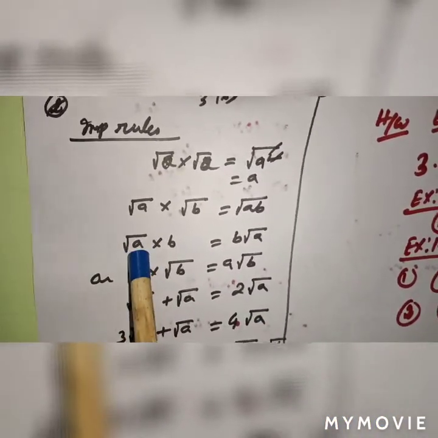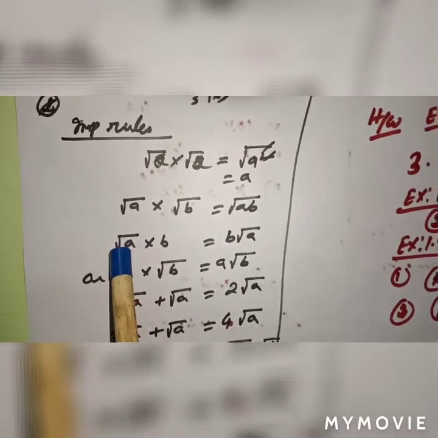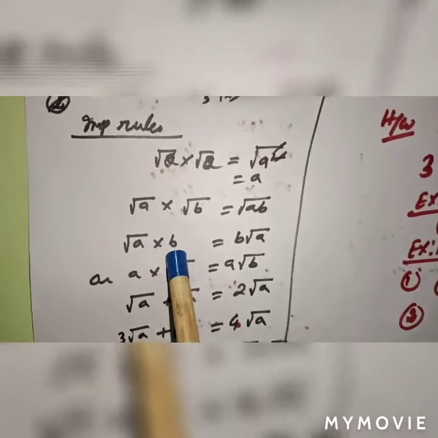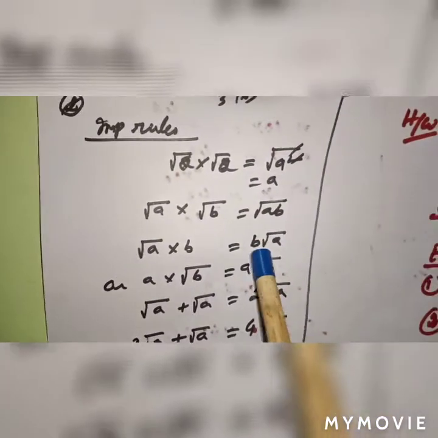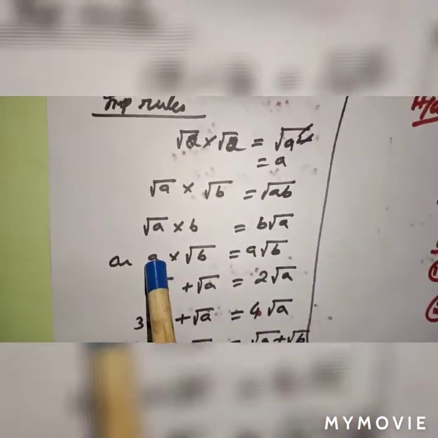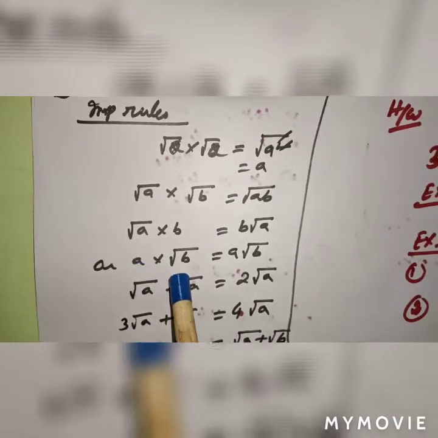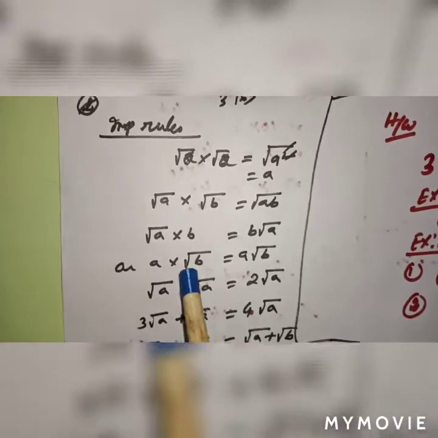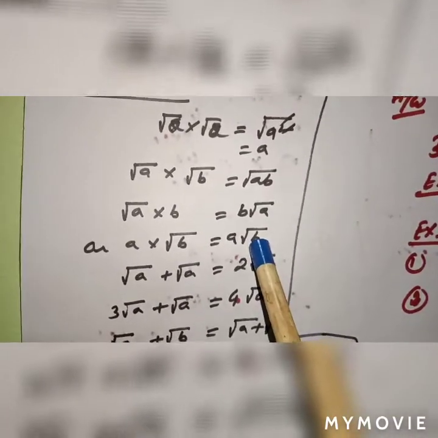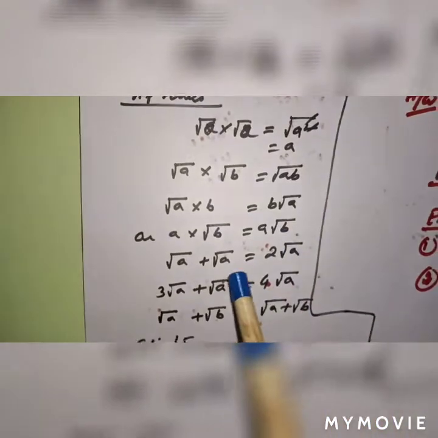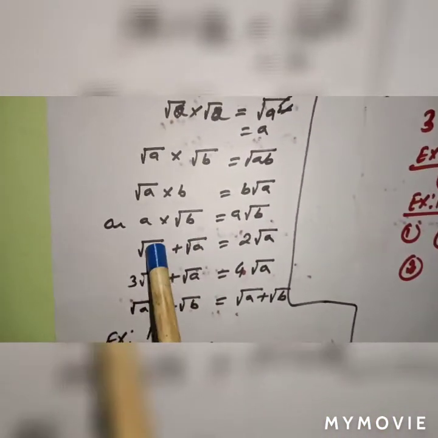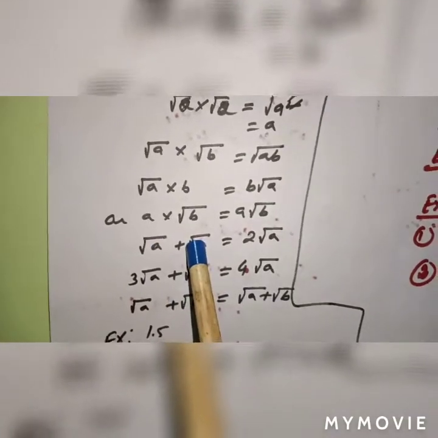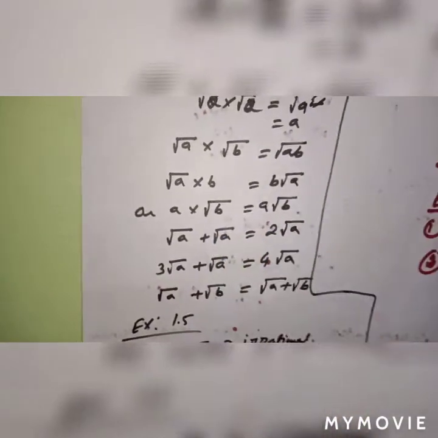Now root a into b, where a is under root but b is not under root. You cannot multiply b, you cannot write root ab, you have to write b root a. Or if a does not have root but b has root, it will be a into root b. Understood, no? Now root a plus root a, they are like terms, like a plus a, what do you write? Twice a. So root a plus root a is twice root a.